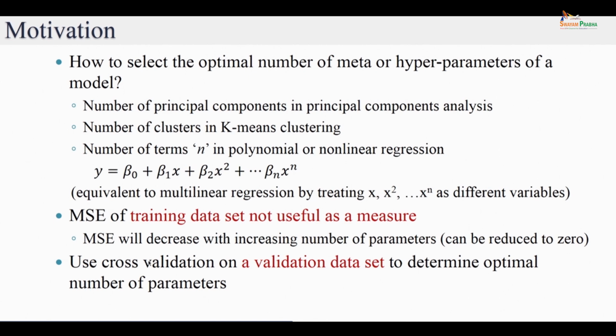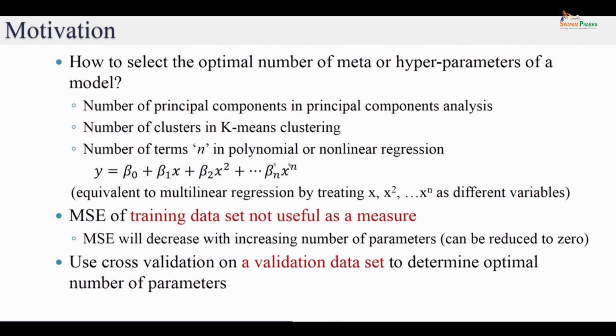So we do something called cross validation. This has to be done on a different data set that is not used in the training. We call this the validation data set, and we use the validation data set in order to decide the optimal number of parameters or meta parameters of this model.